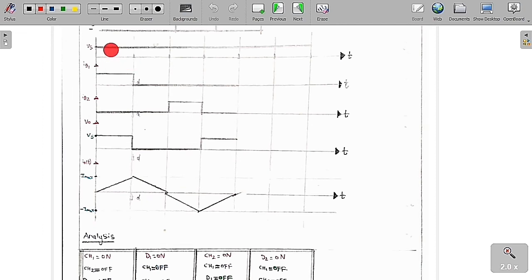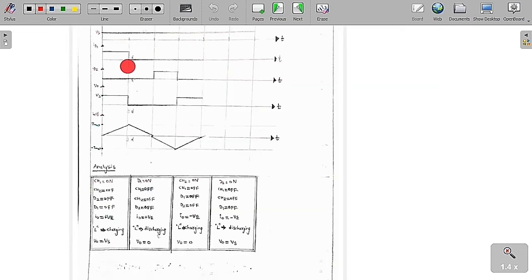See, the supply voltage is always constant for all the time. This is the thing you need to be very careful about. I am going to turn on chopper 1 while chopper 2 is off. Then what is going to happen when chopper 1 is on? You can see clearly from the circuit diagram that chopper 1 is on and chopper 2 is off, and D1 and D2 are also off. Only chopper 1 is on and everything else is off.